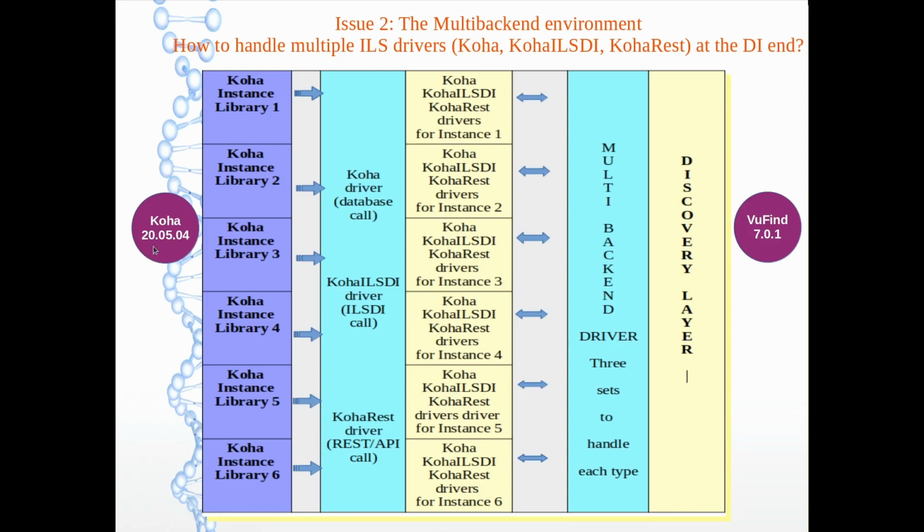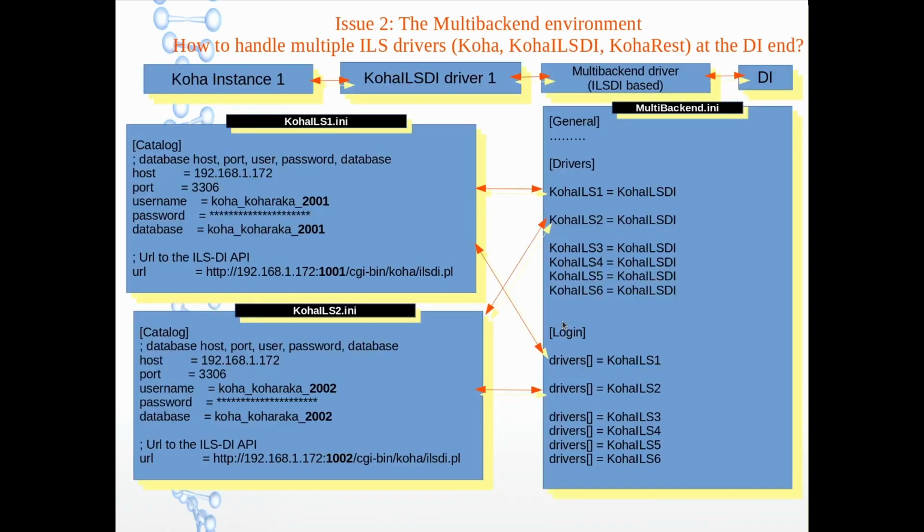So Koha on the one hand and VuFind on the other hand. There are 6 instances of Koha. All the drivers are there, and we created 3 drivers for 3 generations of connectivity: Koha, Koha ILS-DI, Koha REST driver, and so on. Then we added a multi-backend driver. There are 3 sets of multi-backend drivers. Set 1 deals with Koha, set 2 deals with Koha ILS, and set 3 deals with Koha REST. And you can see the result of this methodology.